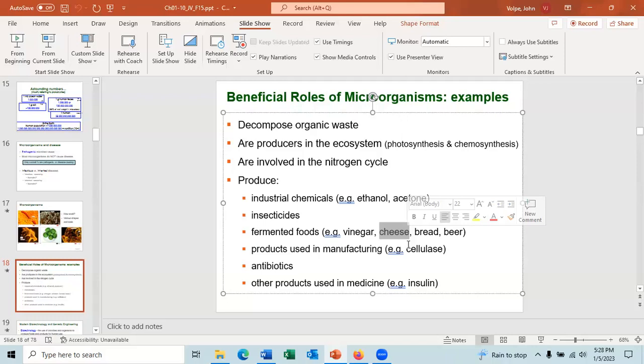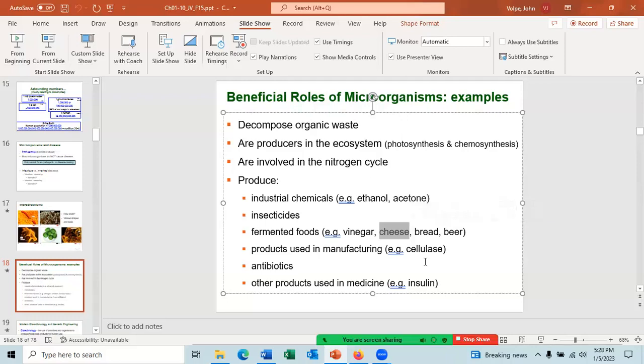We use microbes to make products used in manufacturing, like cellulase. We use microbes to make antibiotics for us, like penicillin G is made by a microbe. Some antibiotics are man-made, but some are made by microbes. I think carbenicillin is a man-made antibiotic, and it's in the same family as penicillin G, which is made by a microbe. And then other products used in medicine are made by microorganisms. For example, today, when a diabetic gives himself insulin, that insulin was made in a microbe and then purified.